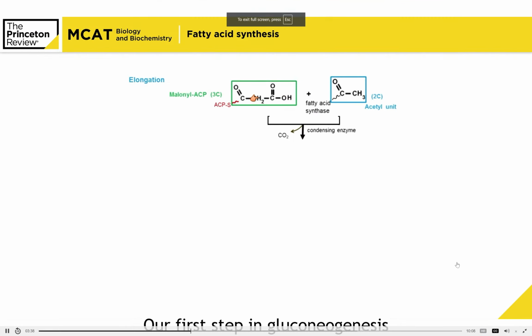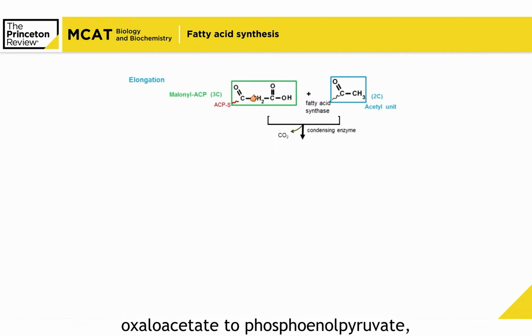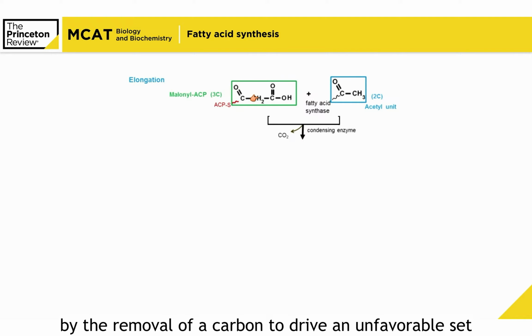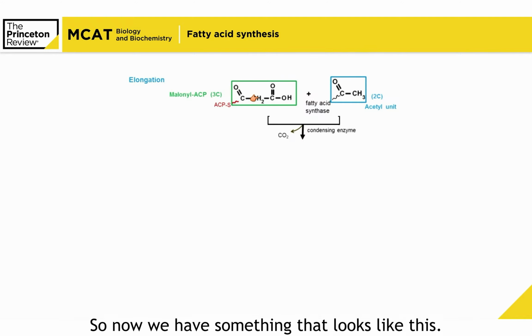Our first step in gluconeogenesis was to carboxylate pyruvate, take our 3-carbon guy and turn him into a 4-carbon oxaloacetate, and then immediately decarboxylate oxaloacetate to phosphoenolpyruvate, or PEP, another 3-carbon guy. So the addition of a carbon followed by the removal of a carbon drives an unfavorable set of reactions forward.